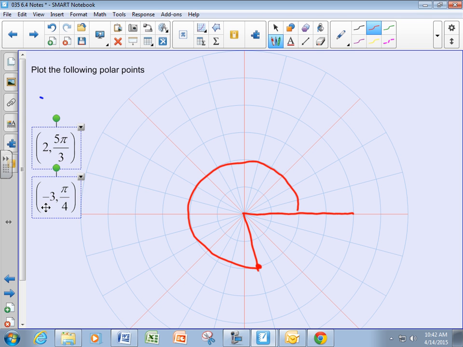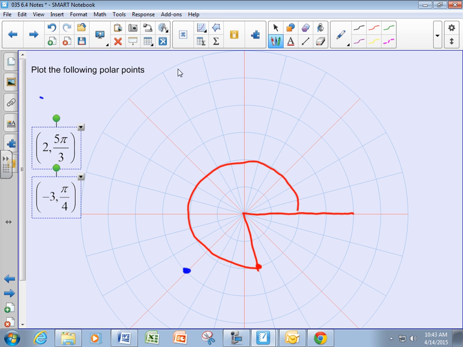We can also have negative r values. So the difference here is we will go to the left, and we're going out 3. Now I want to go pi over 4. I'm always measuring positive angles counterclockwise. So I'm going to start here this time, but go counterclockwise. And right here should be my pi over 4 mark. So this is the point (-3, pi over 4).